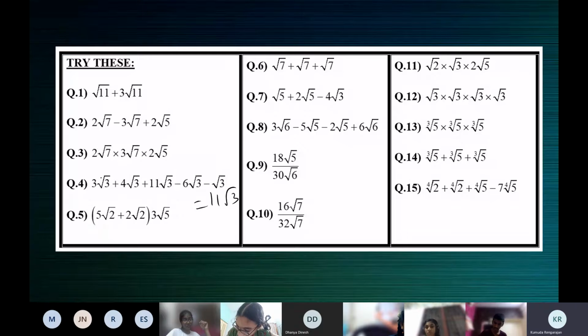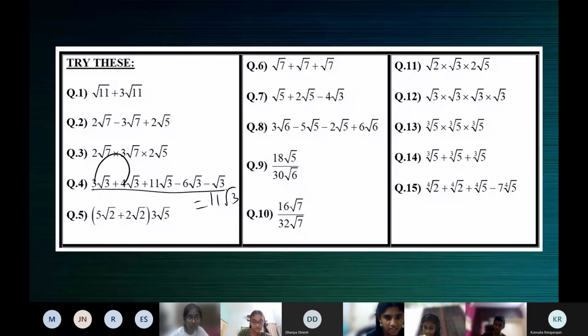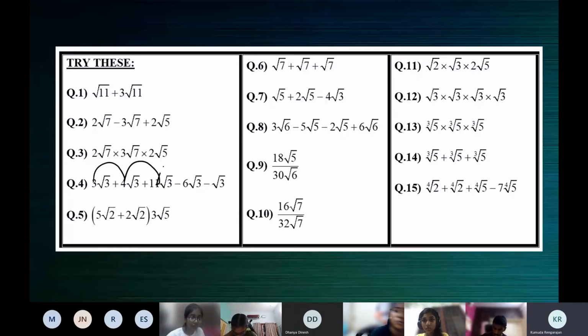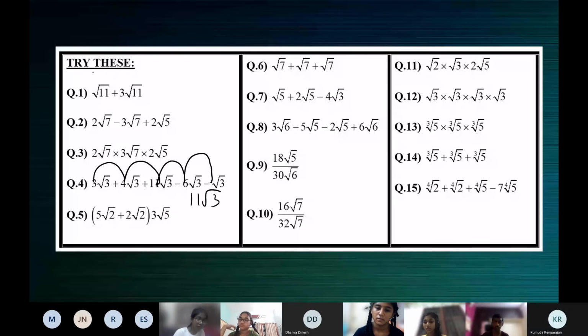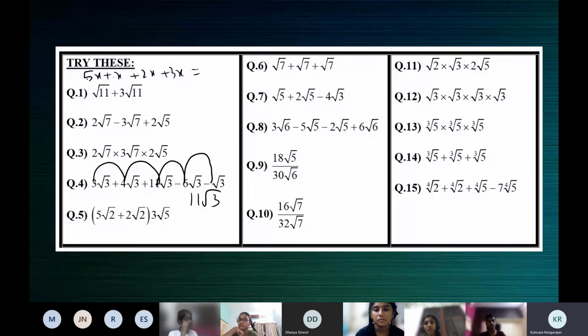Right. Class, again, 3 plus 4. See, all these are like surds, so you can add and subtract them. 3 plus 4, 7. 7 plus 11, 18. 18 minus 6, 12. 12 minus 1, 11 root 3. When you have 5x plus x plus 2x plus 3x, what's the answer? 5x, 6x, 7x, 8x, and 11x. X will come only once.